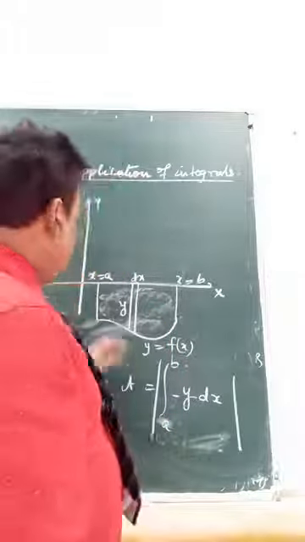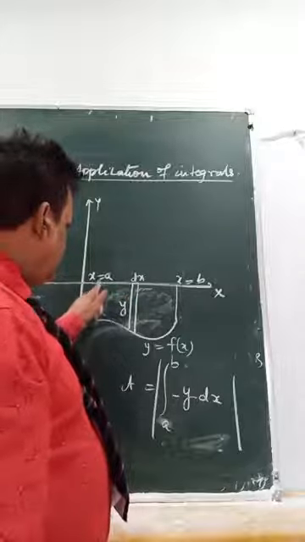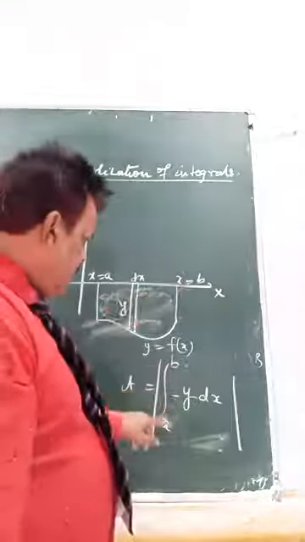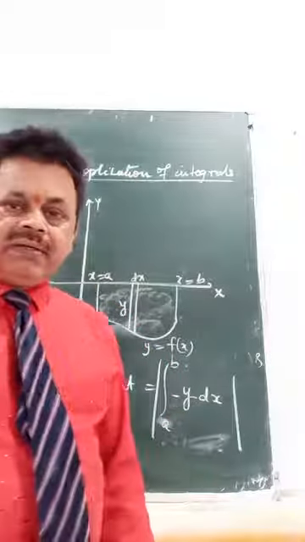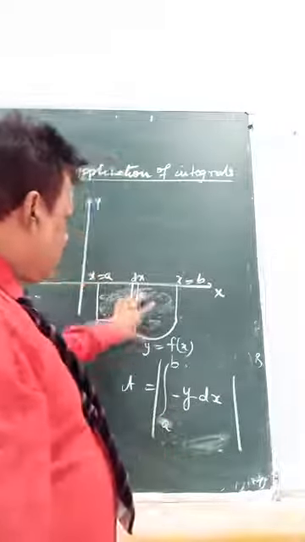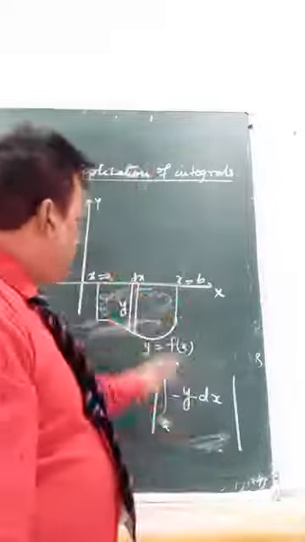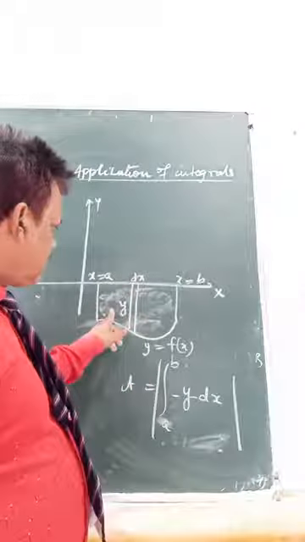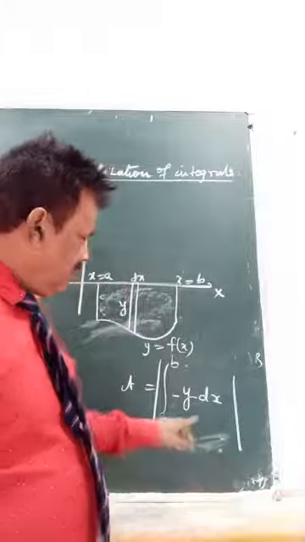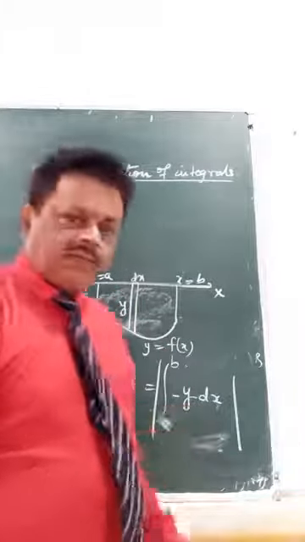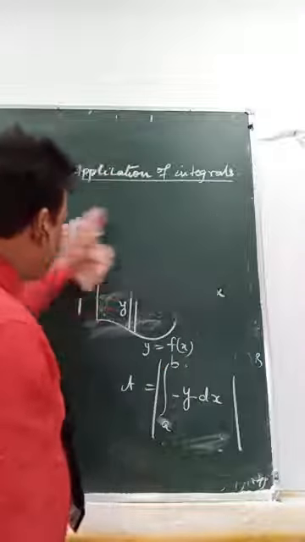Then area is a to b integration, and you take a modulus sign. In case the value comes out to be negative, you will take the absolute value, so you will take a modulus of this. These are the two cases when the curve is closed with x-axis. What are you going to remember? y dx.